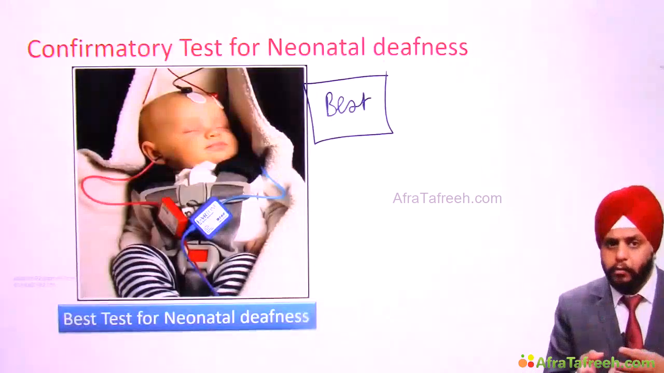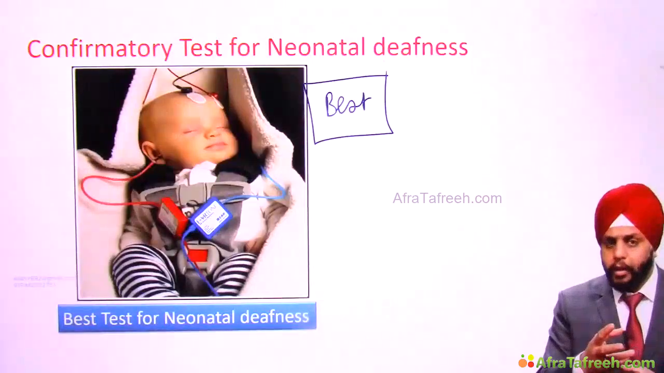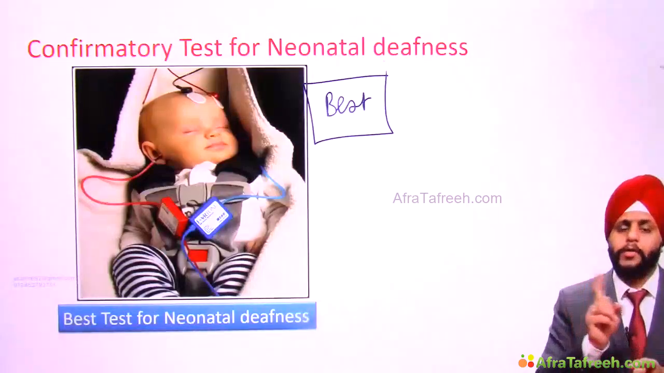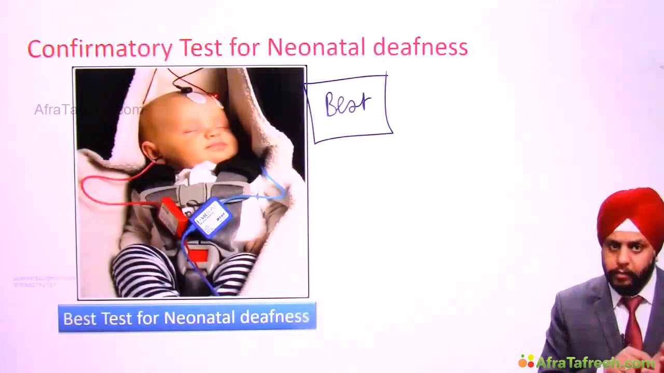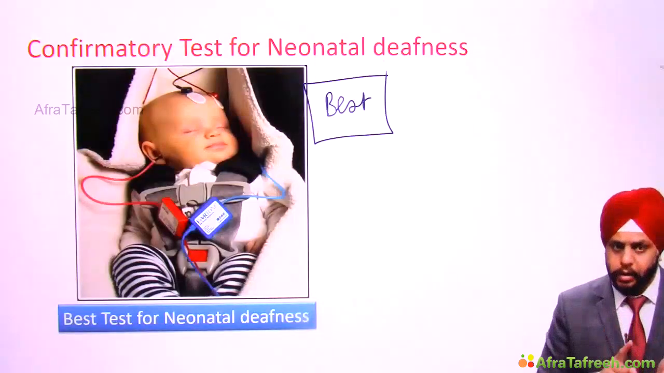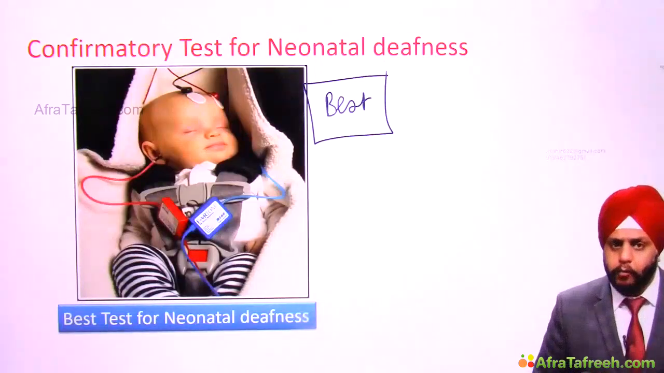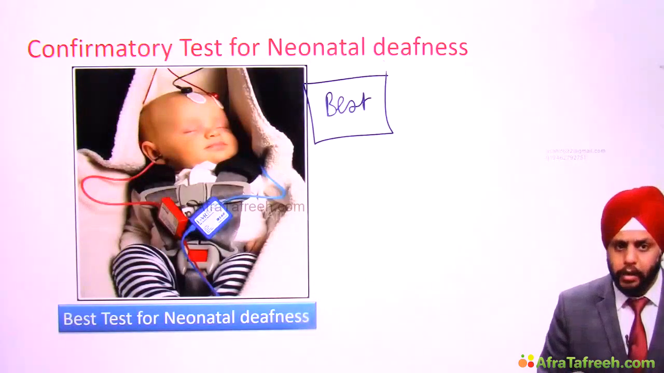Somebody modifies this question and asks you the best test for screening of neonatal deafness. Now he has added the word screening, therefore the answer will become OAE, because he is specifying the best test for screening. So screening of neonates is done by OAE. This is how you can modify the language of the question. Otherwise, for the straightforward question, best test for neonatal deafness, it is asked about the specific test, therefore the answer is BERA.